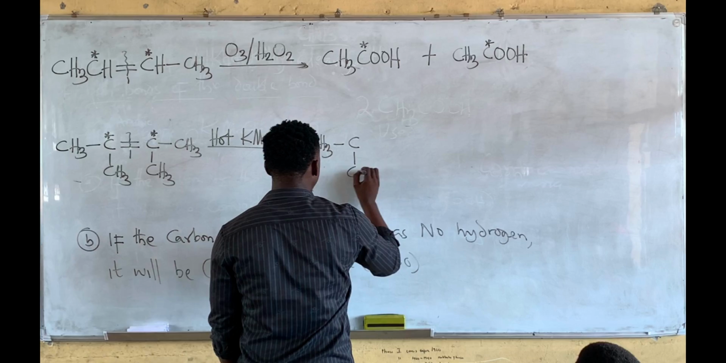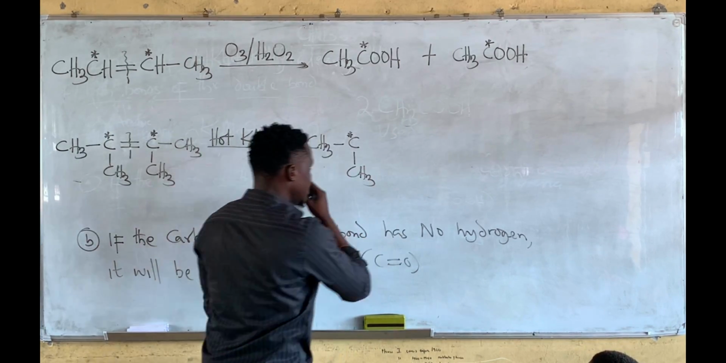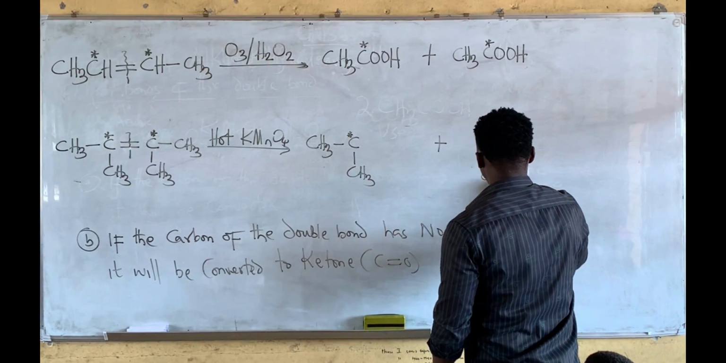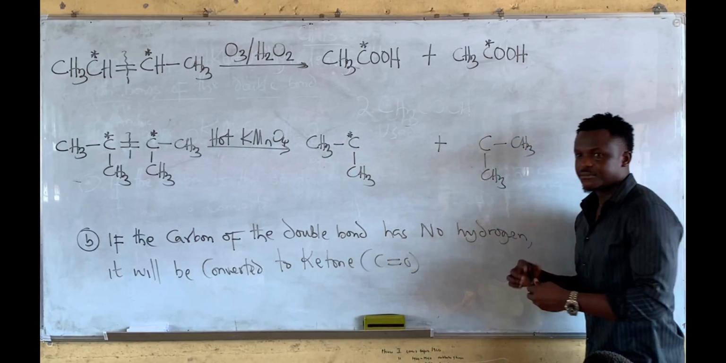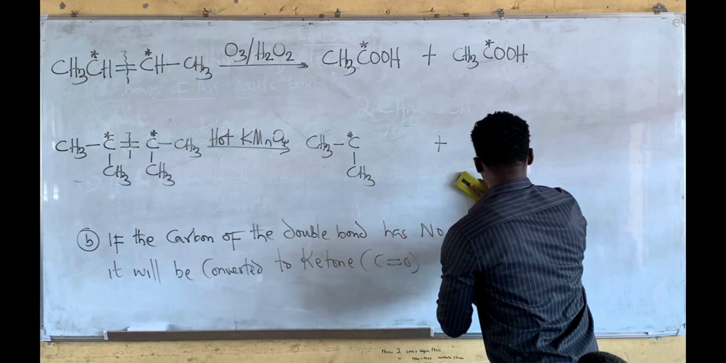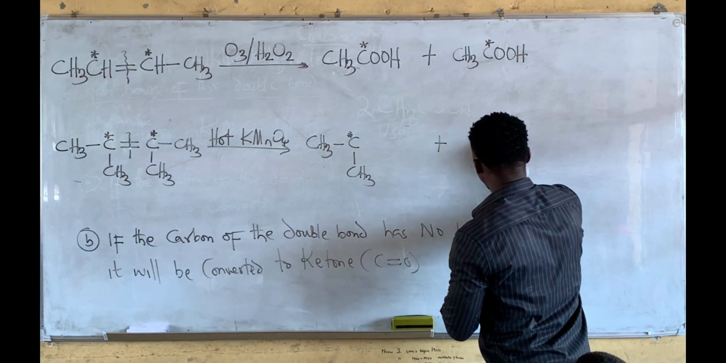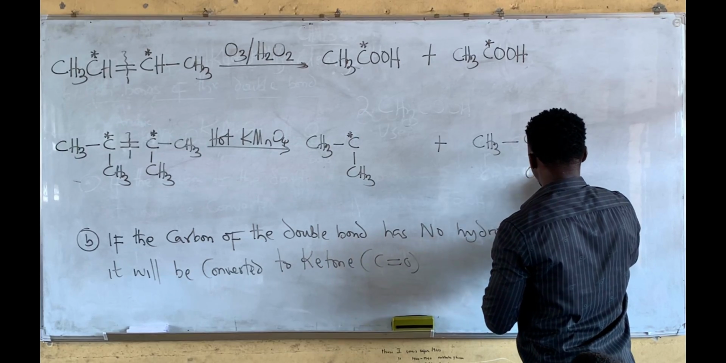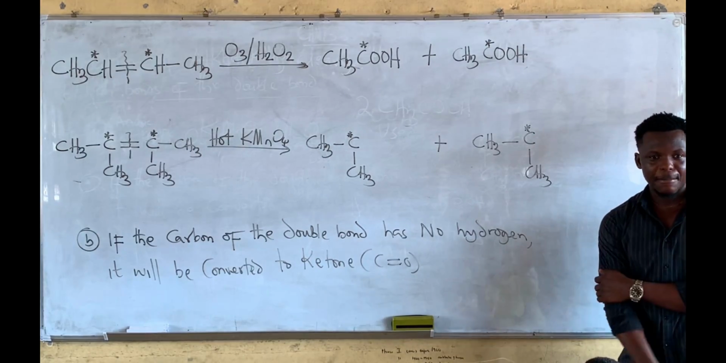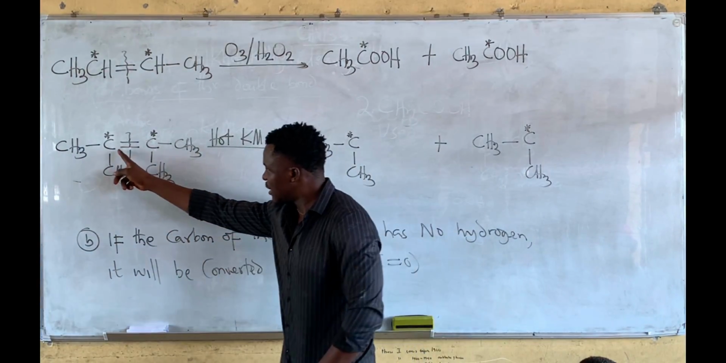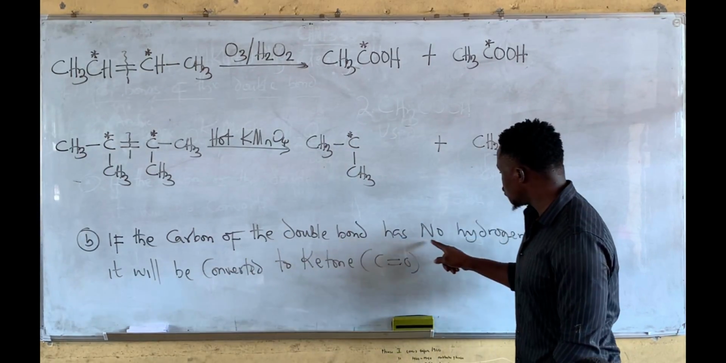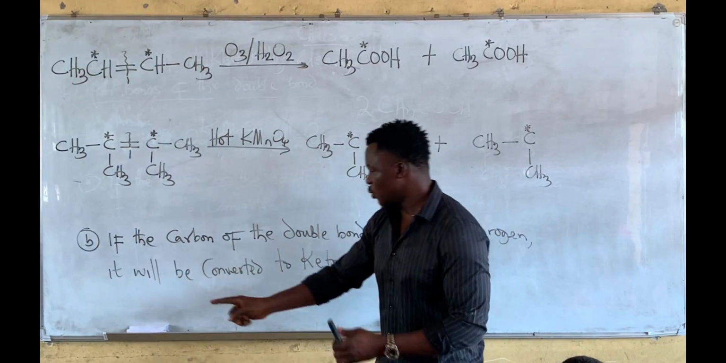CH3, C, CH3. This guy, put the asterisk. Plus, let's write it properly. I will turn this guy to now become CH3, C. Don't forget that this is a carbon of the double bond. Does this guy have any hydrogen here? No. Of course, from this alkene there was no hydrogen, is it not so? So it will simply convert it. If the carbon of the double bond has no hydrogen, after splitting it, it will convert it to what?